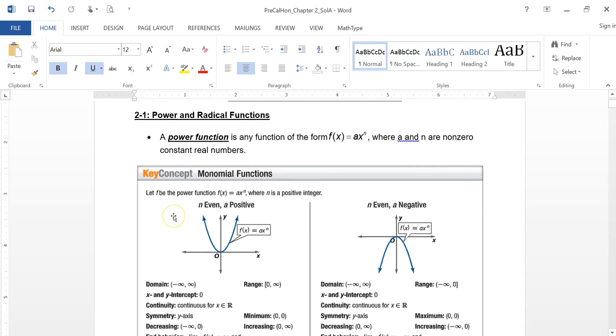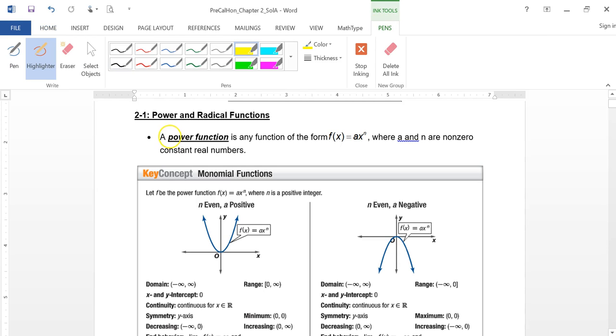So first of all, we have what we call a power function. This is any function that has this form, okay, where a and n are constants and you have x raised to a certain power, okay? So for example, 5x to the 4, 3x squared, these are all different types of power functions.